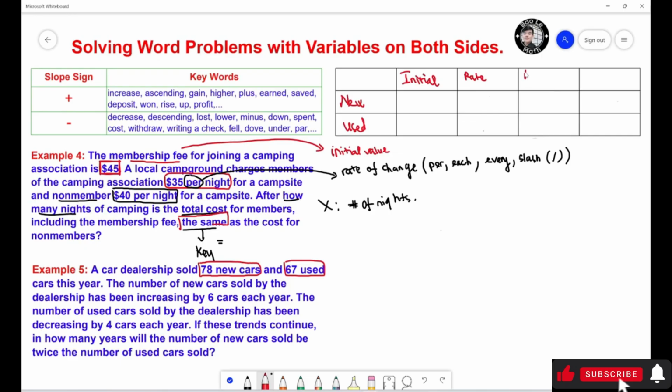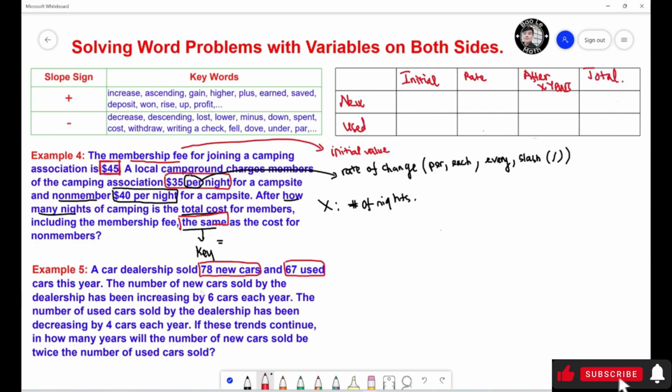And this is after S years. And this is total. Alright, look at this one, 78 new cars and 67 used cars.